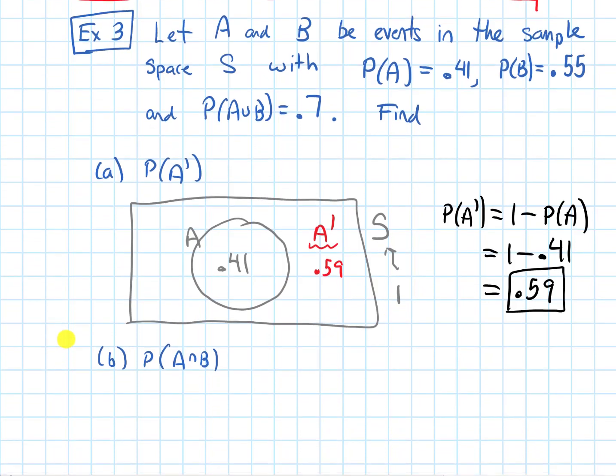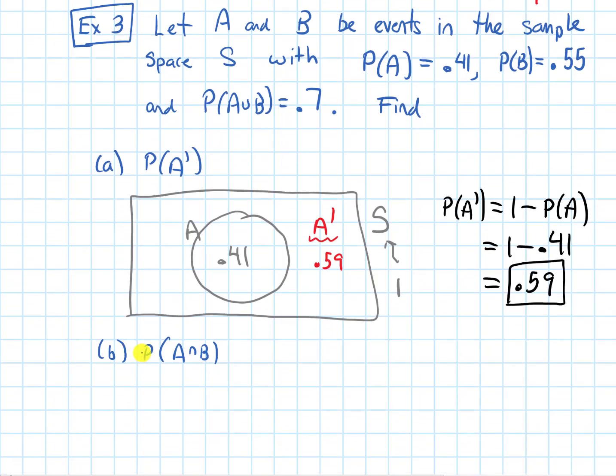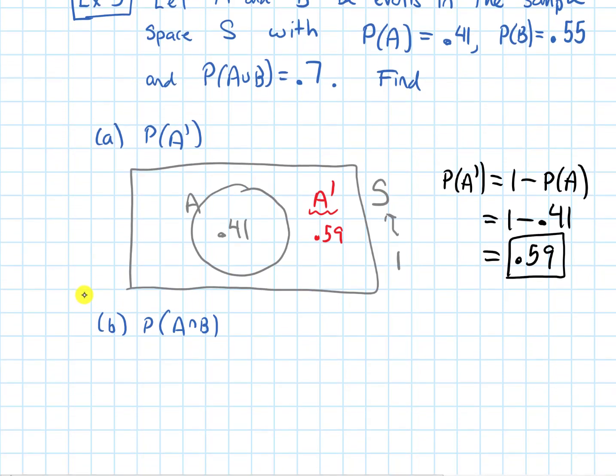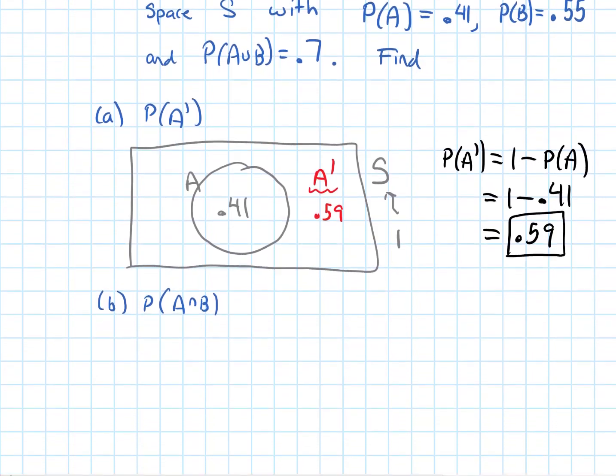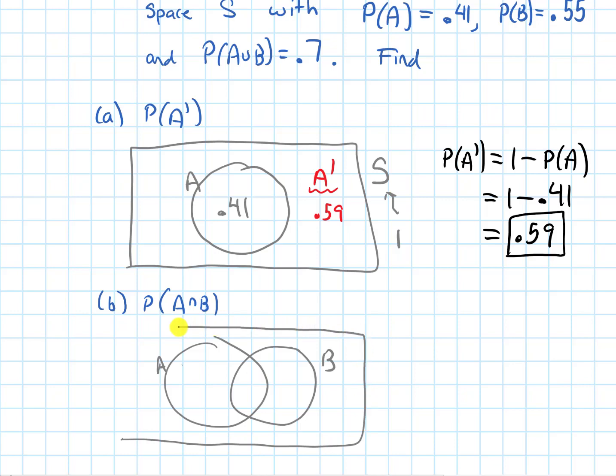All right, let's look at part B, which asks for the probability of A intersected with B. So let's draw a Venn diagram here as well. This time I'm going to have 2 circles, one for A, one for B. I'm making them overlap because the problem didn't say anything about them being disjoint. And I'll draw them within a rectangle for our sample space. I want to know the probability of A intersect B.